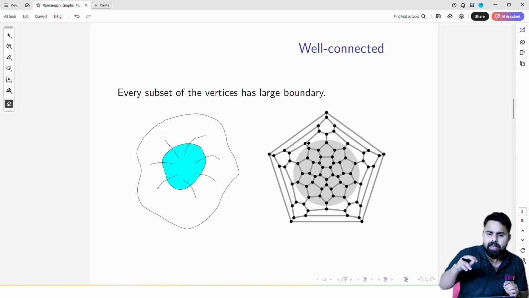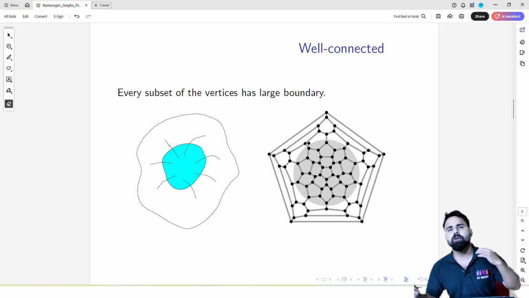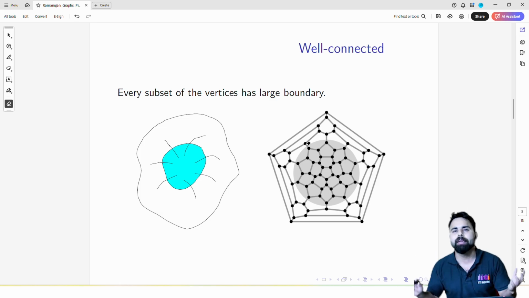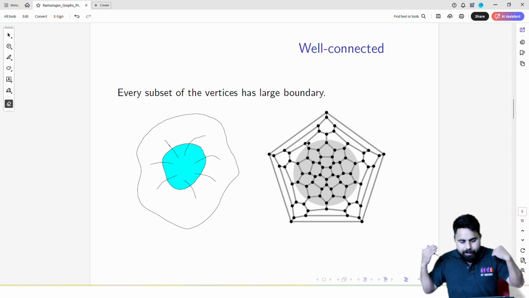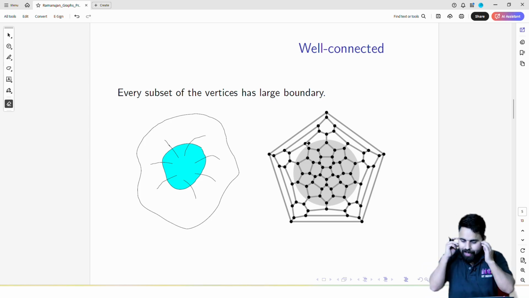It means if the boundary is large, that means in order to remove that subset from the rest of the graph, you need to kill many edges. If the boundary is large, that means you have to kill a large number of edges, right? So basically every subset of vertices has a large boundary. This is the notion of well connectedness.